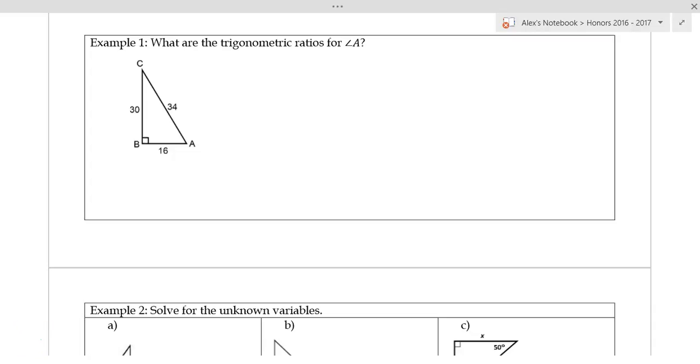Hey guys, welcome to our first video for Key Concept 2, which is all about right triangles and trigonometry. This first target is covering trigonometric ratios.